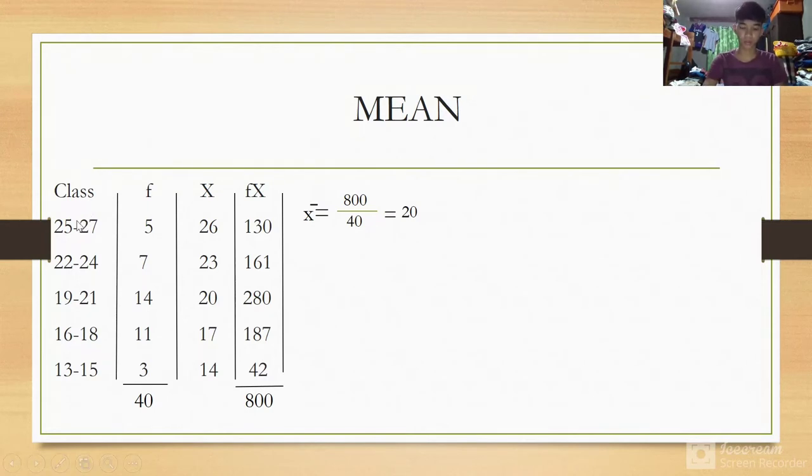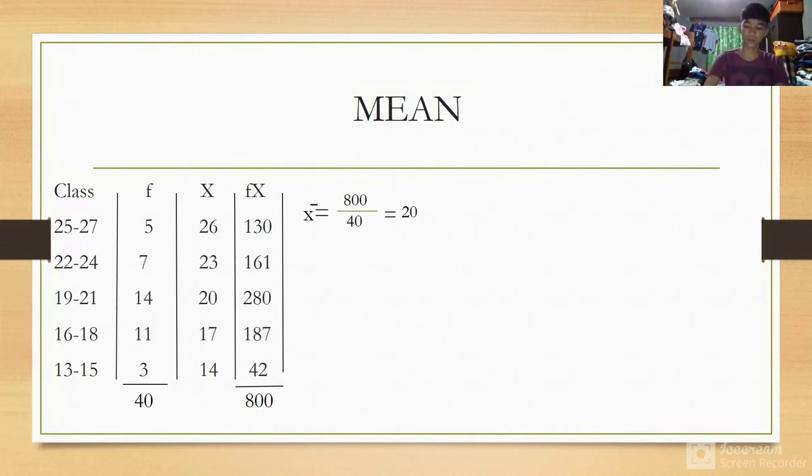So here, 25 plus 27, divided by 2 is 26. 22 plus 24, divided by 2 is 23. 19 plus 21, divided by 2 is 20. 16 plus 18, divided by 2 is 17. 13 plus 15, divided by 2 is 14.